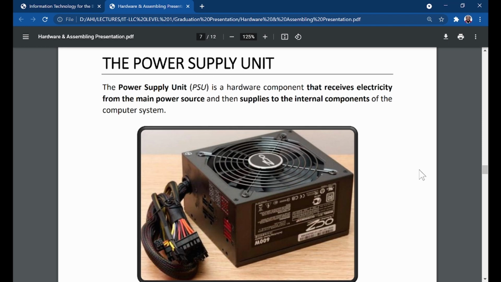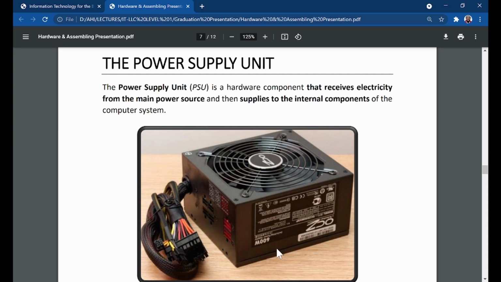Listen, the power supply unit is a hardware component that receives electricity from the main power source and then supplies to the internal component of the computer system. Now, to summarize the function of the power supply unit, that is what I've written here. It receives electrical power from the main power source, because this is not a battery. When we say it is a power supply unit, it doesn't mean it has power to supply.